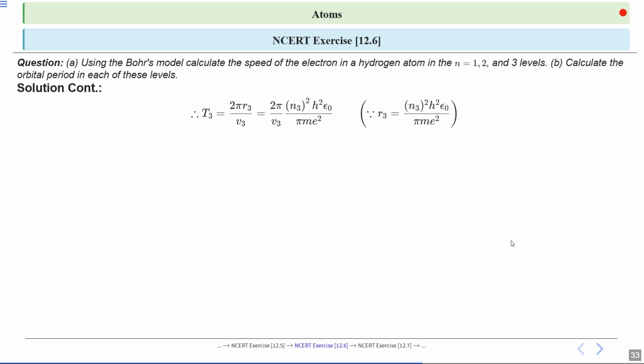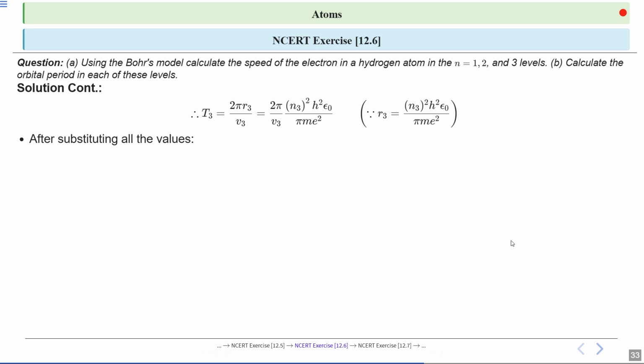Notice how we have substituted the expression for r3 in terms of n, Planck's constant h, permittivity of free space epsilon naught, the electron mass m, and electron charge e. So T3 becomes 2 pi n3 squared h squared epsilon naught upon V3 pi m e square.